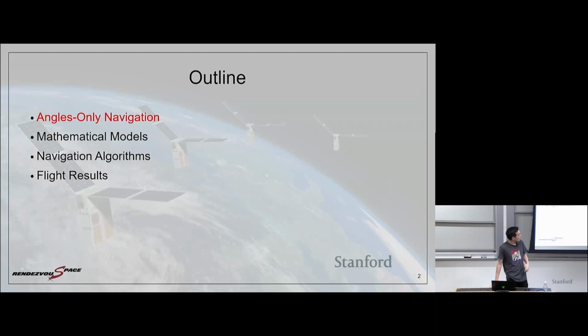But I have divided this into 4 rough sections today. Starting off with talking more generally about the angles-only navigation problem, then going into some of the mathematical models that we use to conduct this in practice, then looking at some specific navigation algorithms from one of the missions the lab has been working on, the NASA Starling mission, and then finishing off with some flight results from that mission.